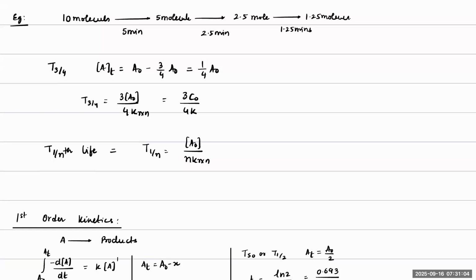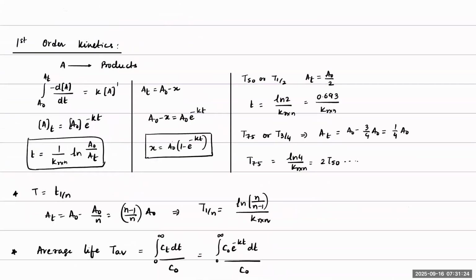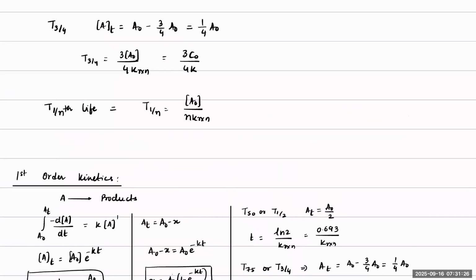Clear beta? Just like how we write T half, we can write T 3 by 4 also, which means the amount that got consumed is 3 by 4 of A naught. So that is equal to T 3 by 4 is equal to 3 C naught by 4K. Any doubt? Zero order.